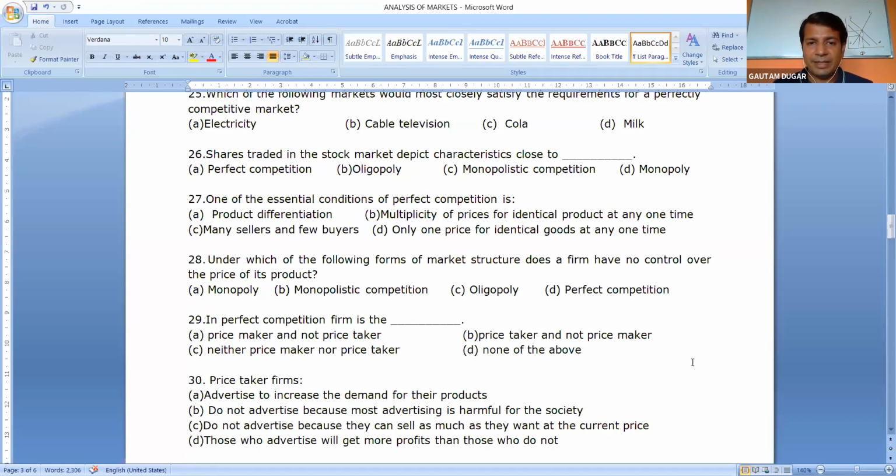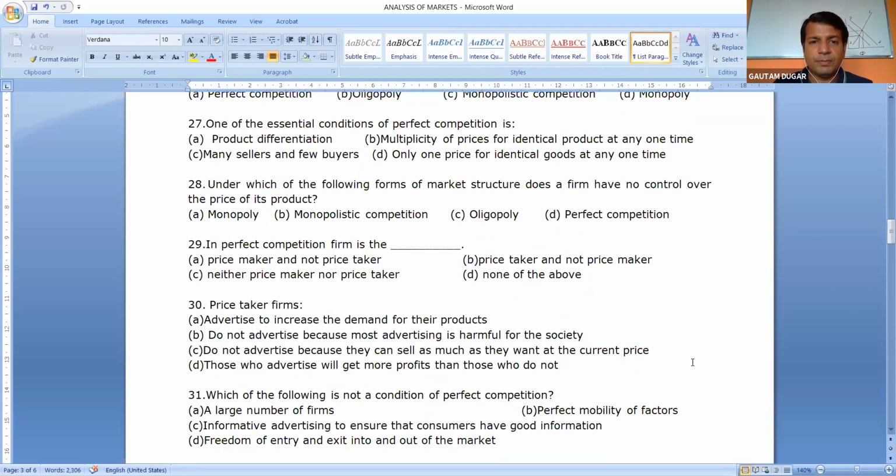Under which of the following forms of market structure does a firm have no control over the price of its product? Obviously, D, perfect competition, is the correct answer, because in the rest of the markets, all three are imperfectly competitive markets where the firm has some control over the price. Next, 29.